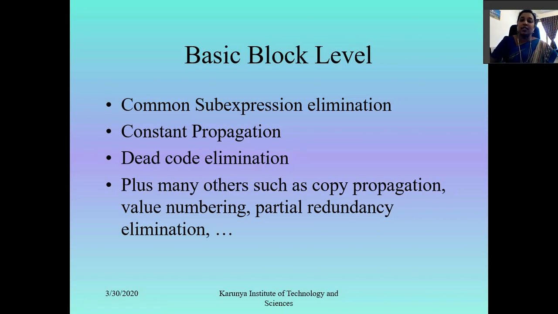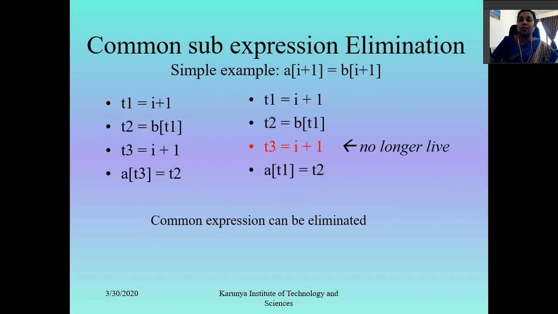So there are certain basic level optimizations which we have to take care of. The first one is common sub-expression elimination. Now we'll just take an example: A of I plus 1 is equal to B of I plus 1. Now what do I do here? I have to know the value of I plus 1. So an easy way of converting is T1 is equal to I plus 1, and B of T1 will be assigned to T2 because this has to be assigned to a temporary variable, and then it is I plus 1 again. I am not doing any code optimization, so I evaluate I plus 1 again.